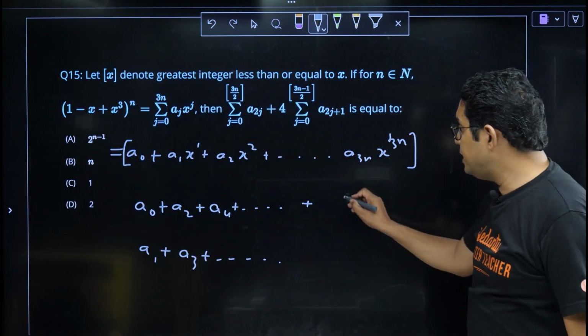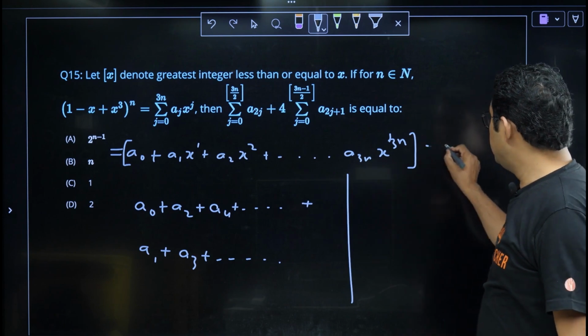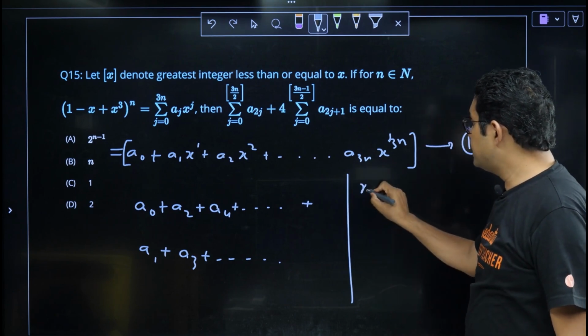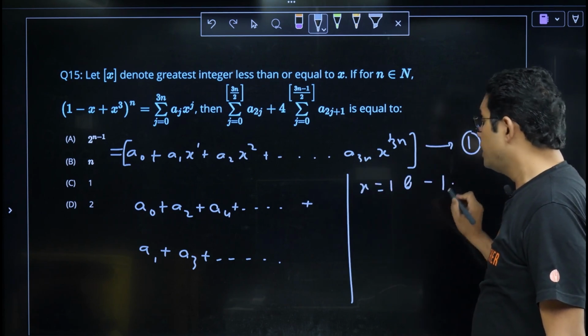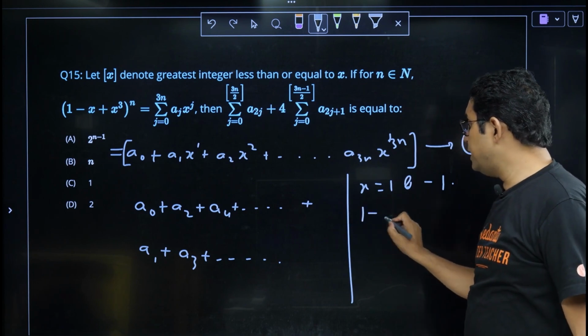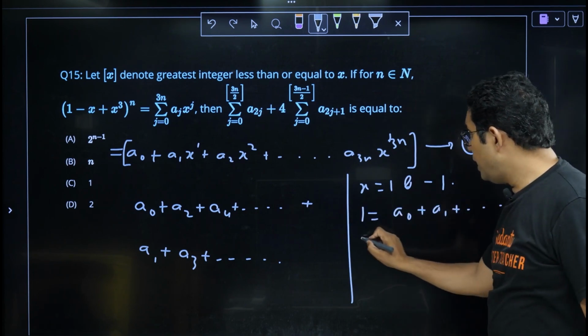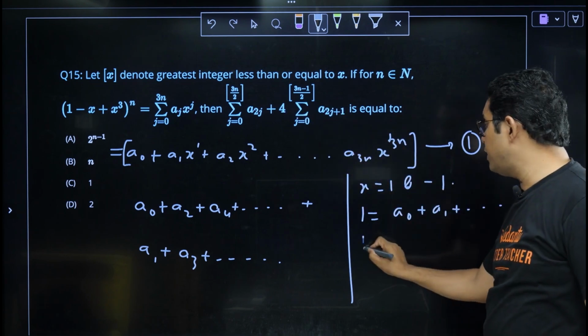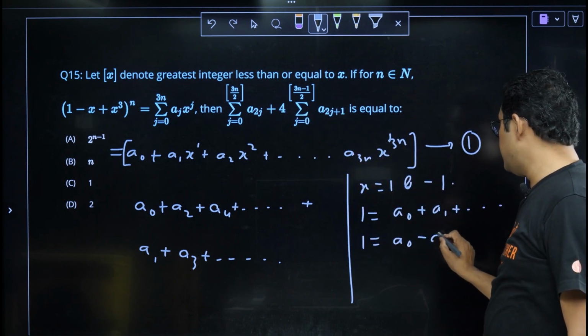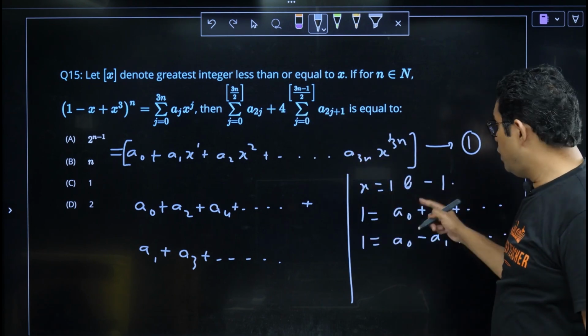Now to find these things, please see what we do in this equation. Let us put x is equal to 1 and minus 1. If you put 1 here, you get on the left hand side 1, and that will be equal to a0 plus a1 and so on. And if you put x is equal to minus 1, then also we are getting 1 only. So here it will be a0 minus a1 plus and so on. So alternate positive negative here.